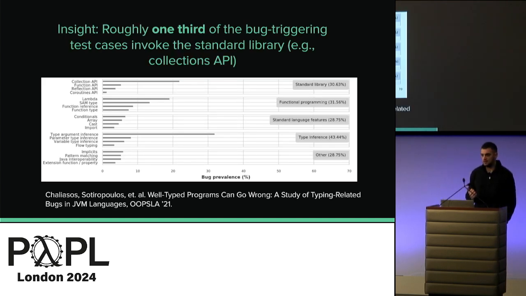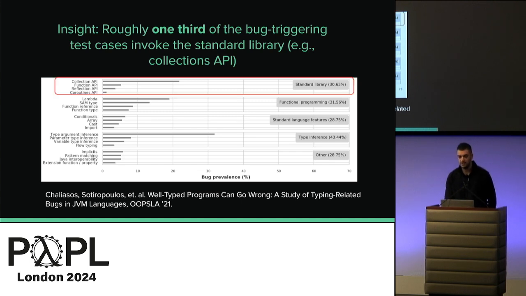Our approach leverages an insight that comes out of a previous bug study published at POPL'24, and this study says that roughly a third of the bug-triggering test cases invoke the standard library. They use the collection API, for example.